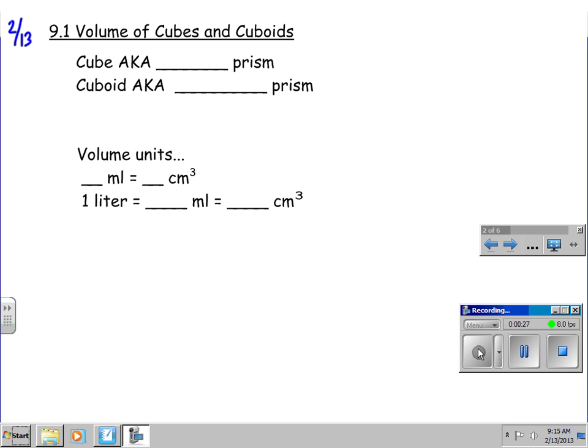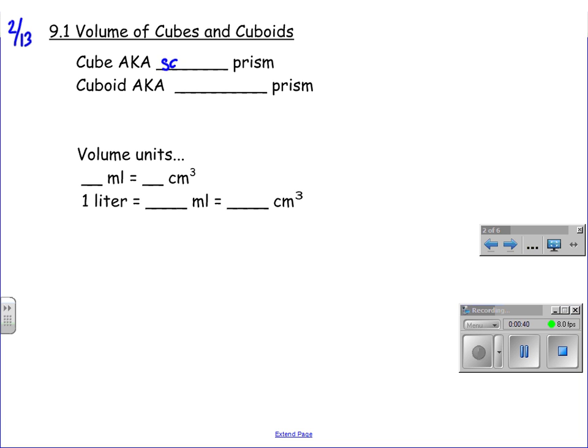What do you know about a cube? Allie? It's made up of six squares. Six squares. So it is a square prism. A cuboid is what? What kind of prism do you think a cuboid is? Allie? Rectangular, yes. And this is really just for those people who might not be familiar with cube and cuboid.